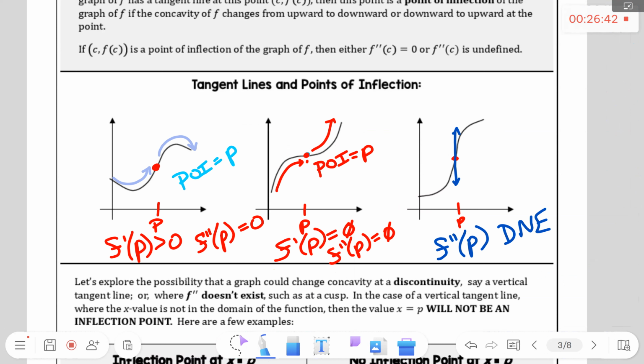Can you explain that again? Why is it not? F prime of P creates a vertical line. What's the slope of a vertical line? Oh. Does not exist. If the function does not exist for the first derivative, it definitely doesn't exist for the second.